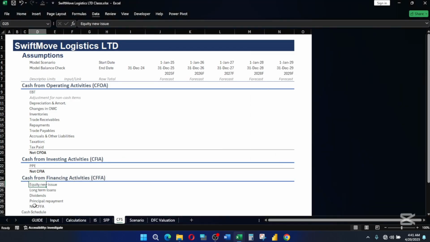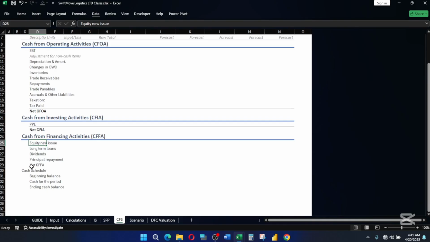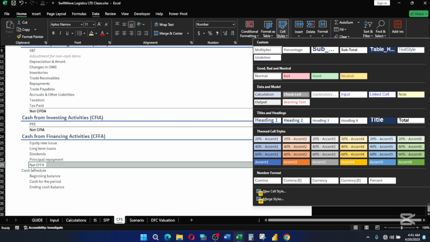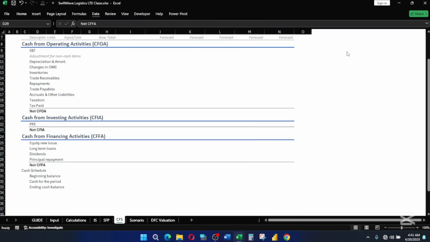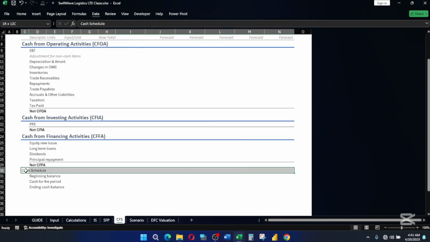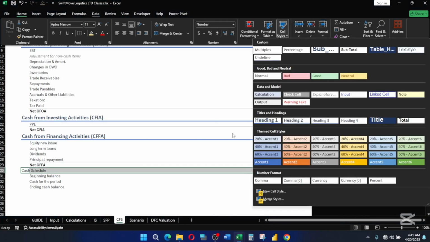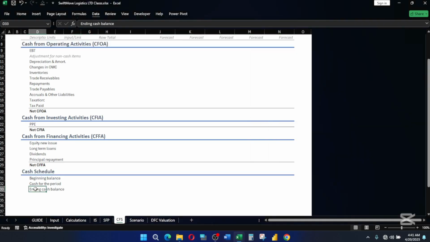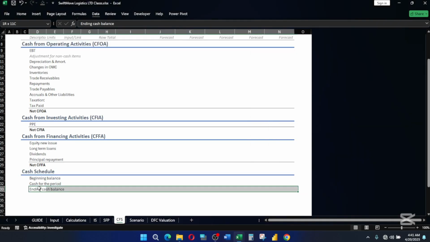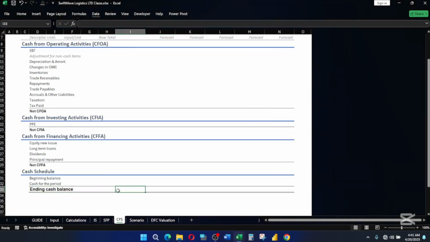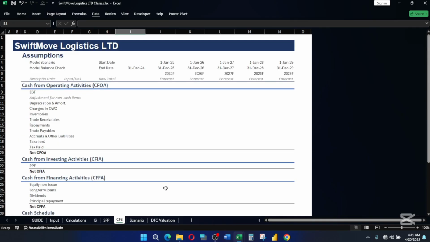Now we have equity, principal repayment and all this. So we just format this. Then this is our schedule, which is going to show our opening and closing balance for the year. So here we apply our sales total style. We now say okay, we have this.